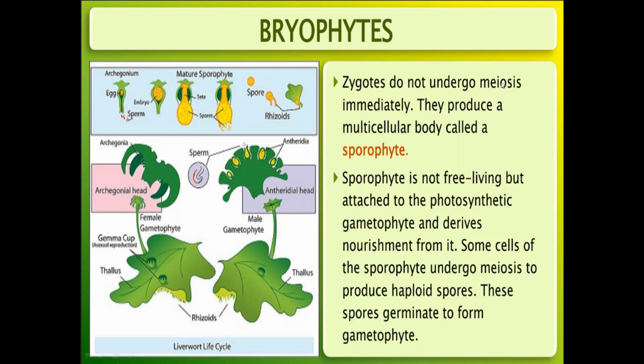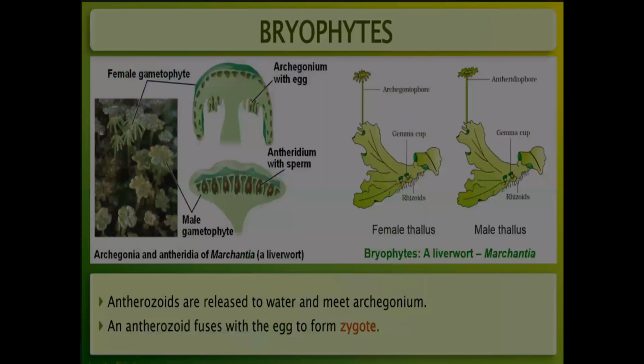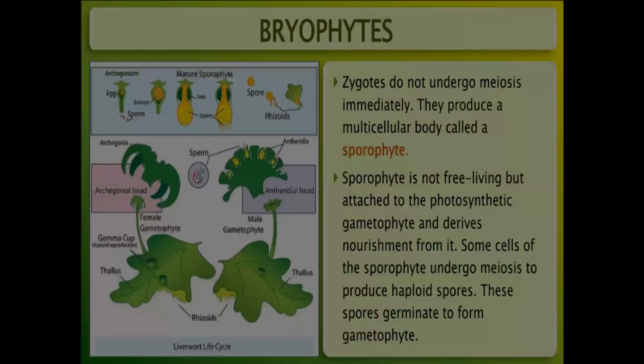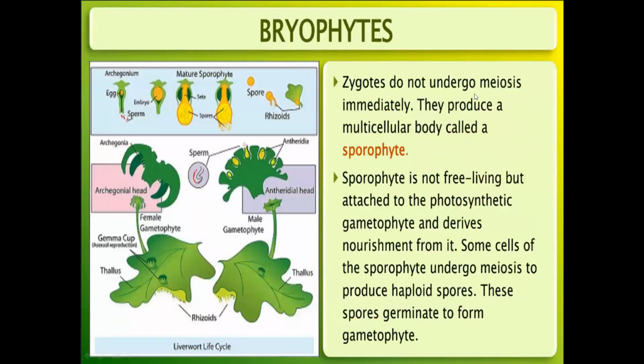Zygote will not undergo meiosis. Now, what will be the chromosome number in zygote? Will it be haploid or diploid? Initially, it was haploid. Okay, haploid. What happens in fusion? Diploid. Fusion means joining. Two haploid will join to form diploid. Okay, so two haploid join to form diploid.